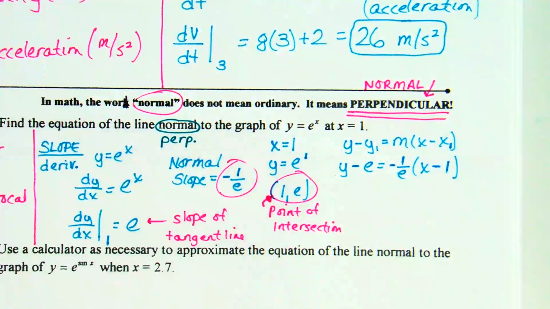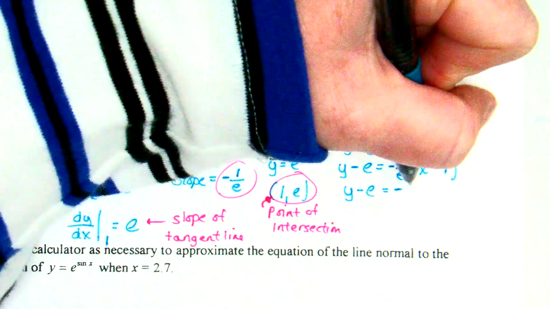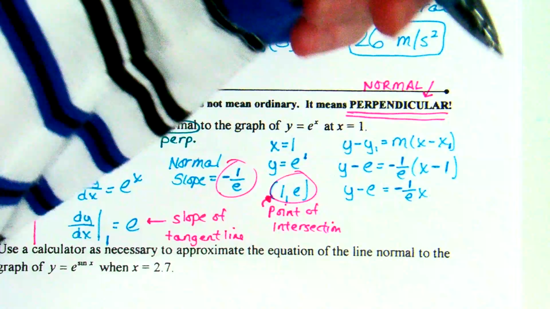Okay, looks like I gave it as y equals. There's different ways you could give this. I would go ahead and probably distribute. So y minus e, this is going to be what? Negative x over e? Or I guess I leave it as negative 1 over e times x. Minus 1 over e times plus 1 is going to be plus 1 over e.